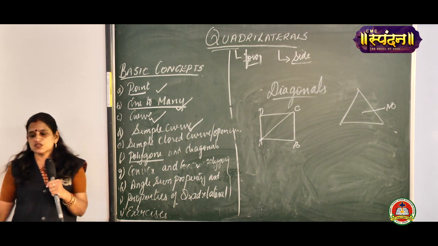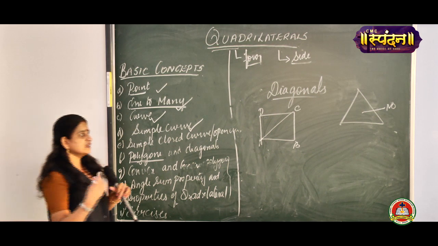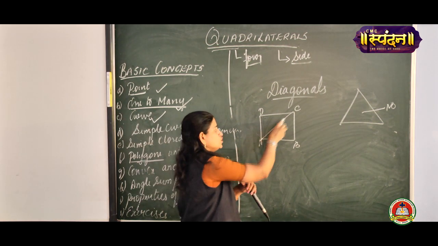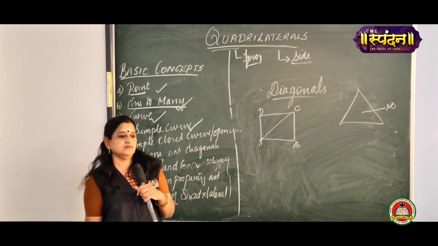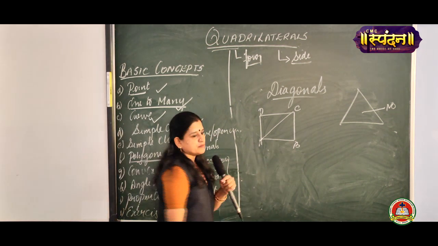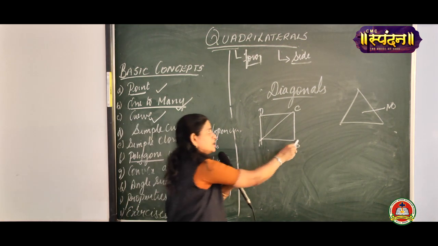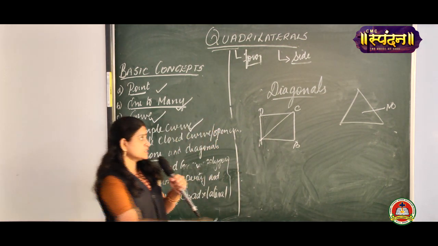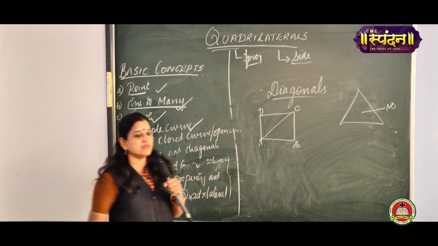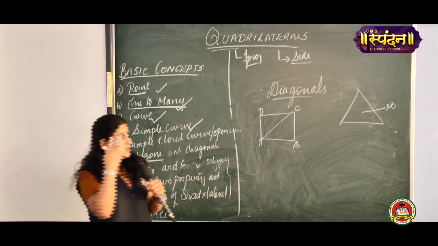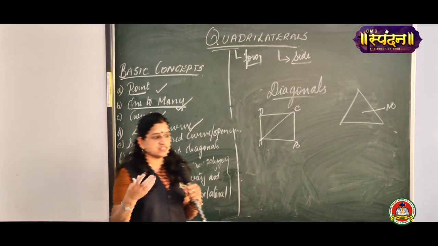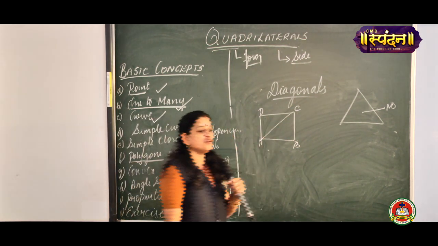So what is the definition of a diagonal? A diagonal is a line segment joined from a vertex to another non-consecutive vertex. That line segment you call a diagonal. Suppose I consider the point B, I cannot say BC is a diagonal because C is consecutive to B. What do you mean by consecutive? Neighbor, padosi, neighbor. It is immediate, next. That is the meaning of consecutive.